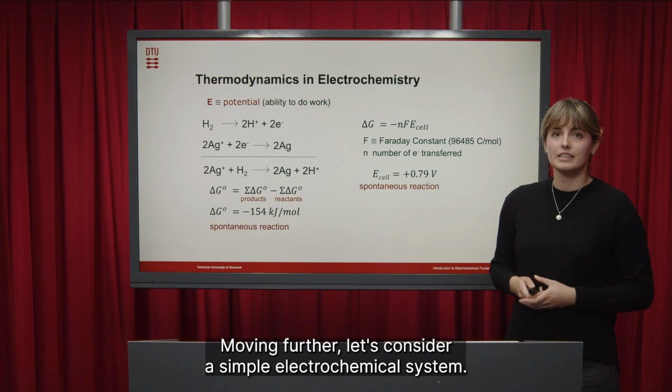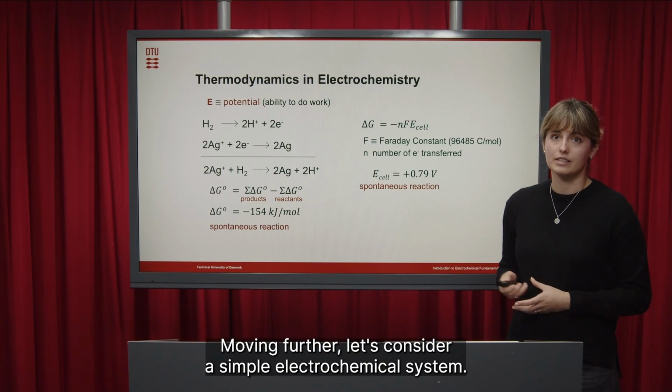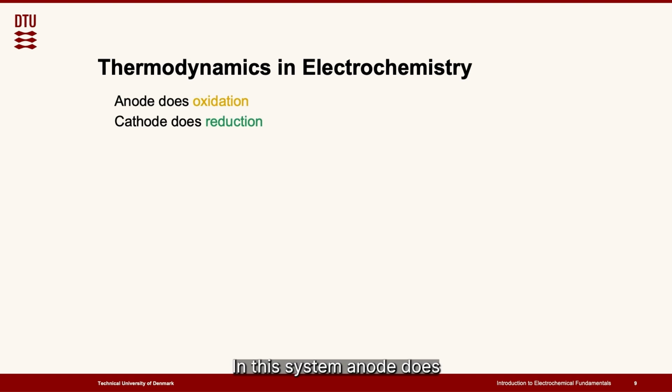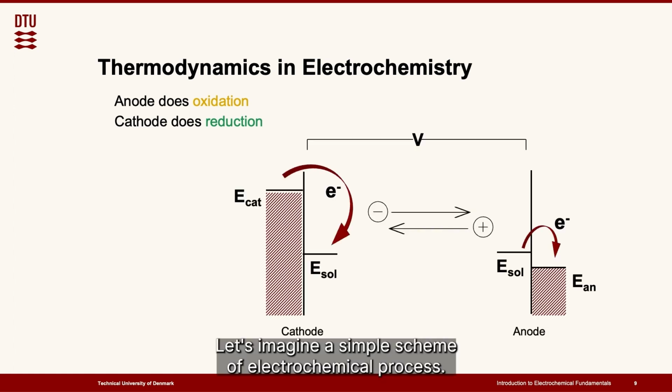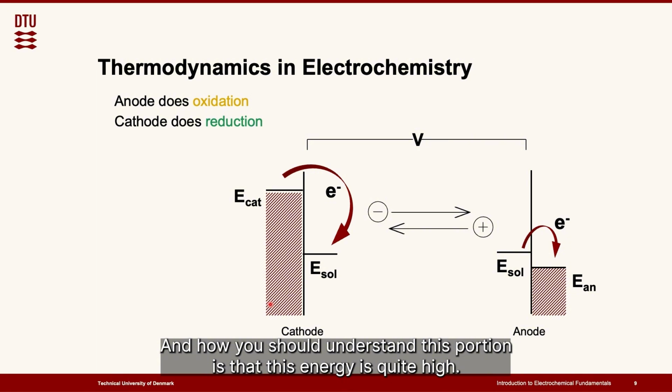Moving further, let's consider a simple electrochemical system. In this system, the anode does oxidation and the cathode does reduction. Let's imagine a simple scheme of an electrochemical process. In this system, our cathode has a certain energy, and how you should understand this portion is that this energy is quite high.